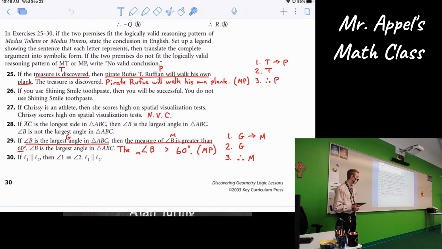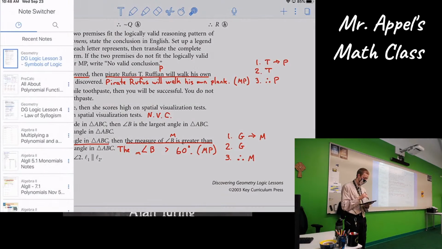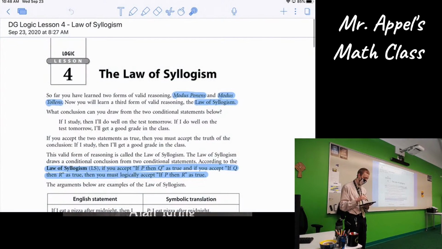No? All right, then. Let's move on to logic lesson number 4, the law of syllogism. We saw an excellent example in that Monty Python clip yesterday. Here it is, formal version. Go ahead and pull it up on Google Classroom.